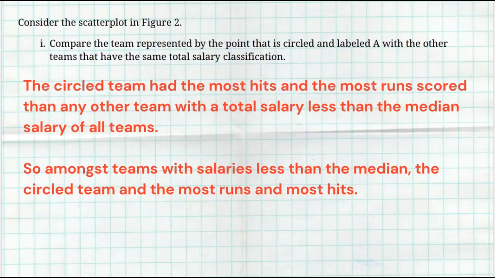The circled team had the most hits and the most runs scored than any other team with a total salary less than the median salary of all the teams. Or another way you could say that is, amongst the teams with salaries less than the median, the circled team has the most runs and the most hits. Again, another pretty easy question. I know it was kind of long to read off that, but hopefully it wasn't too bad.